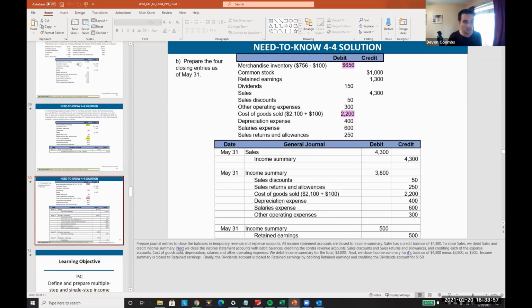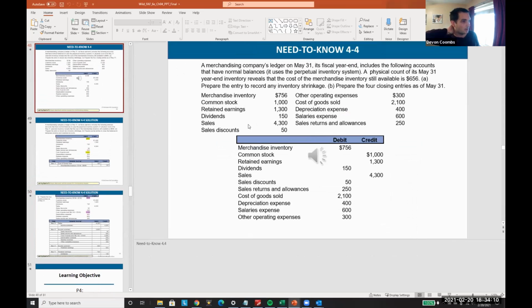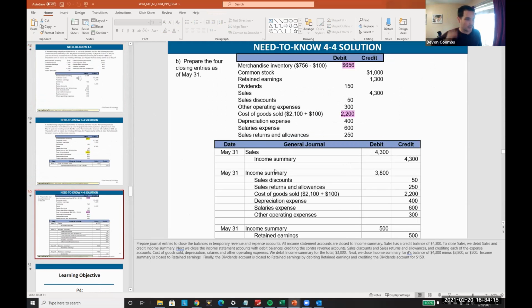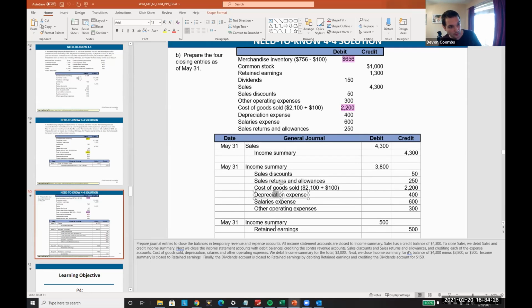Then the next piece is how would we do the closing entries? We just close the total sales to our income summary. The total sales are, let's see, I think it says it up here, the 4,300, so that's a given, to our income summary. And then we'd have a debit balance of income summary for all the discounts, the allowances, the cost of goods sold, and all the other expenses. And then the remaining balance would get plugged to our retained earnings.